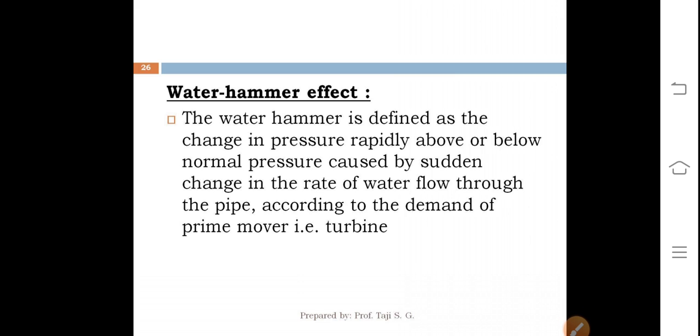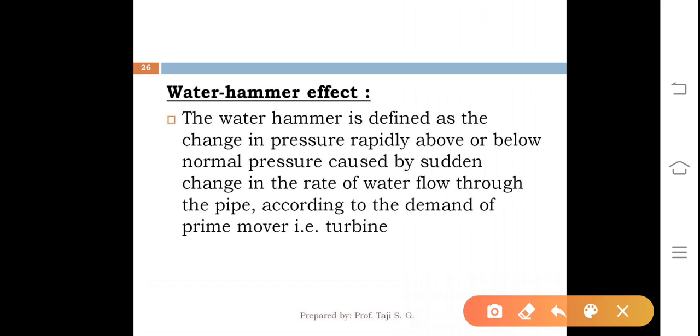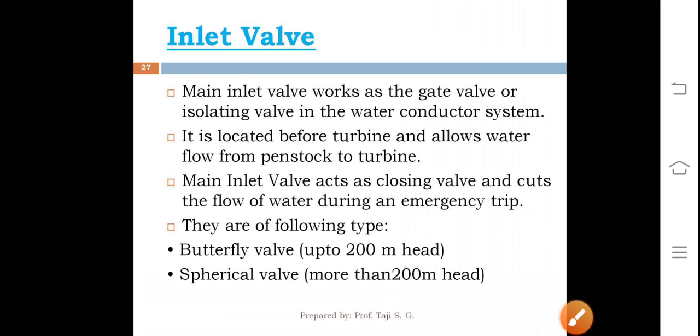Water hammer effect, we have already studied in detail. We will not go into it in this article. However, for your reference, instead of going back to the water hammer chapter video, it is provided here itself. That's all. Okay. We will not go into detail.